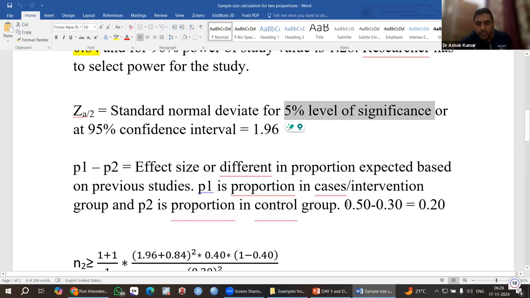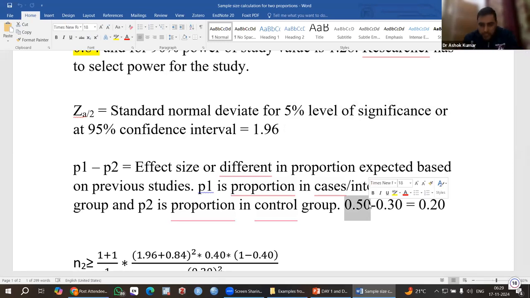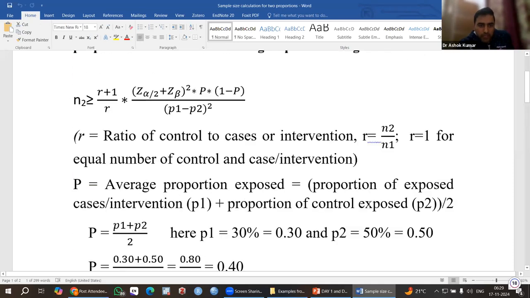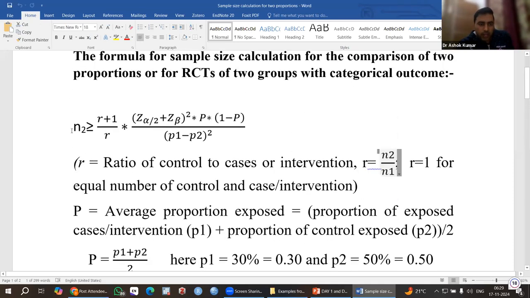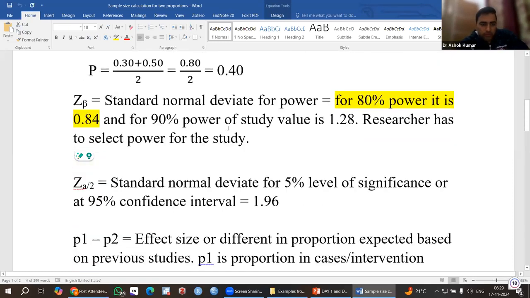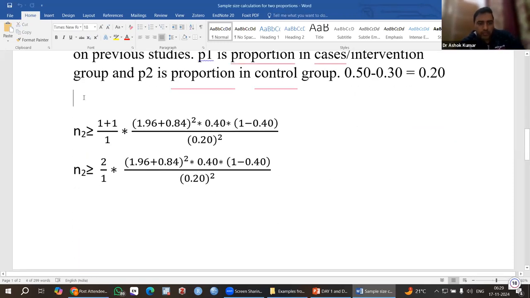So what is it? It is 0.50, the prevalence in the control group, we can see. Control or experiment, we can see. So it is 0.20, something like that. Okay, so this is the effect size. So we have to put all these values in our formula.